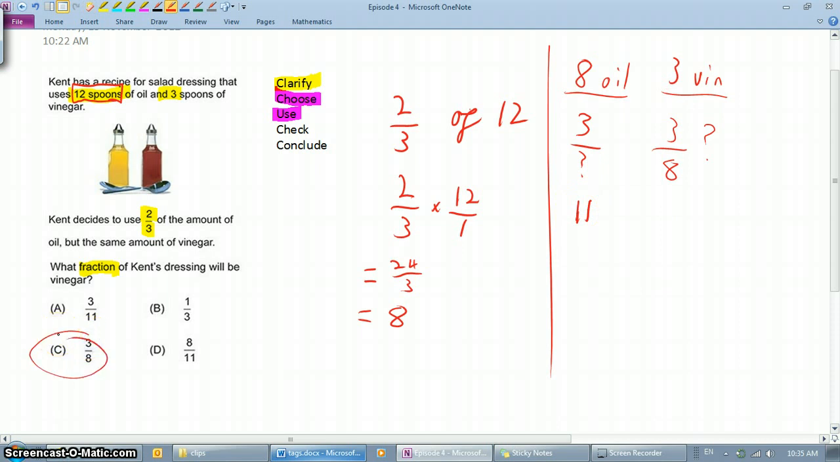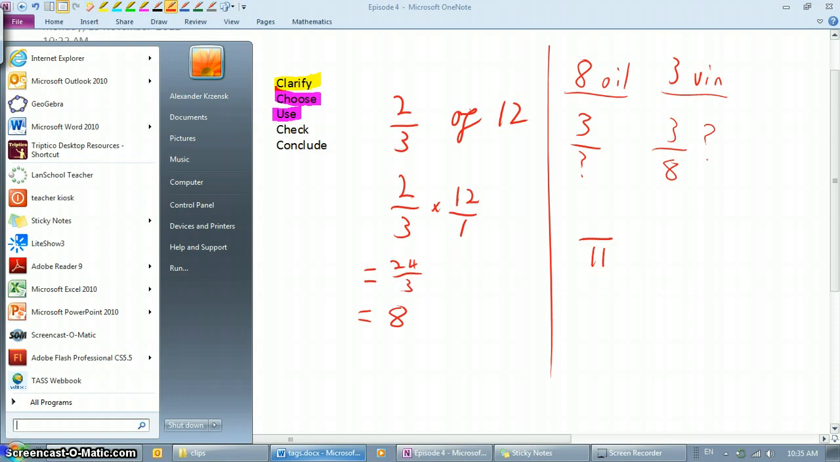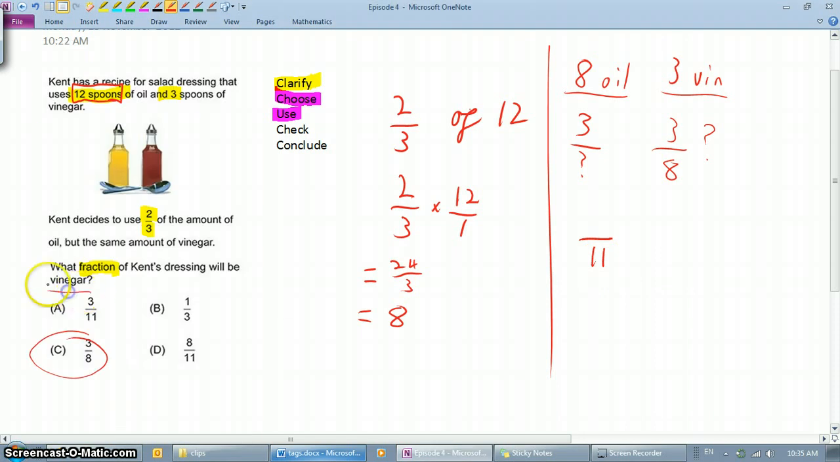Okay, from the other perspective, if we have 11 spoons total, what fraction of Kent's dressing will be vinegar? Okay, well it'd be 3 over 11, which would also be an answer, which is A.